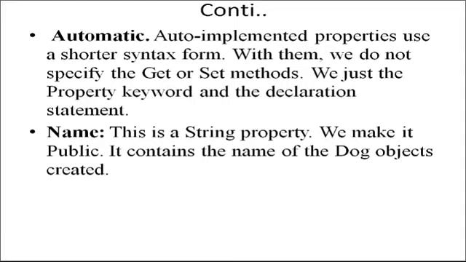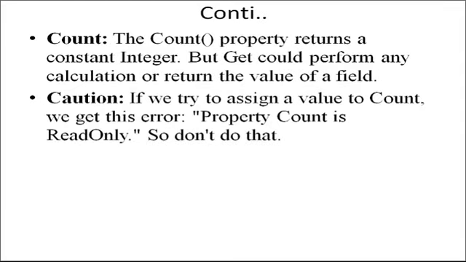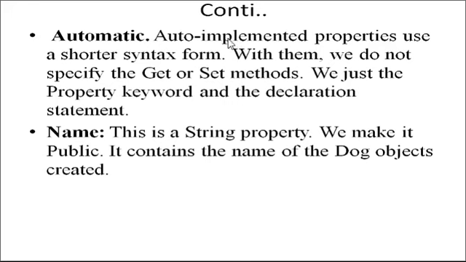Automatic properties: the auto-implemented property uses a shorter syntax form. Then we do not specify the get or set method, we just use the property keyword in the declaration statement. This is a string property. We make it public. It contains the name of the dog object created.